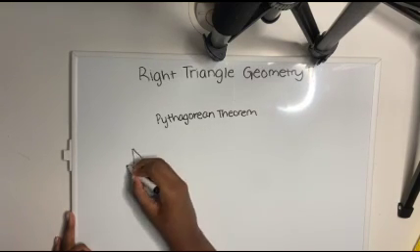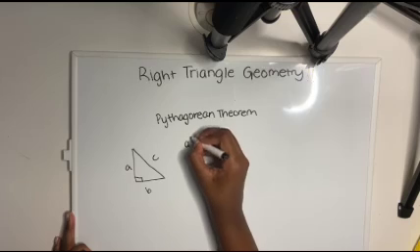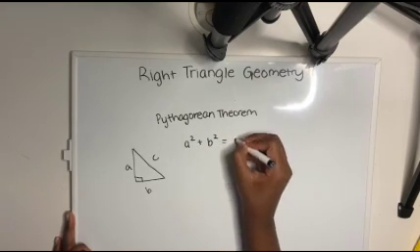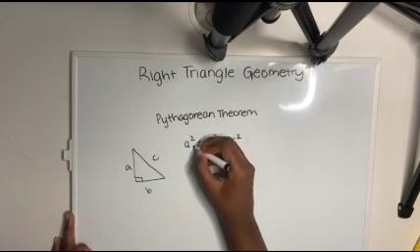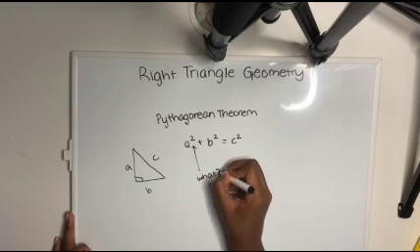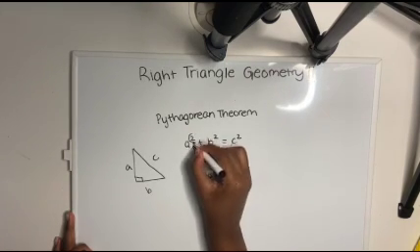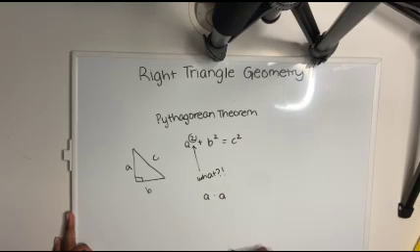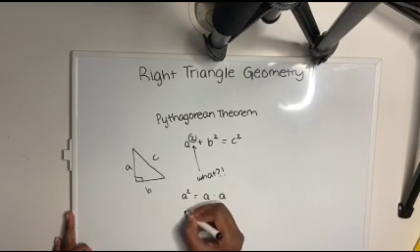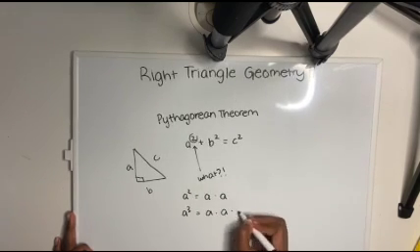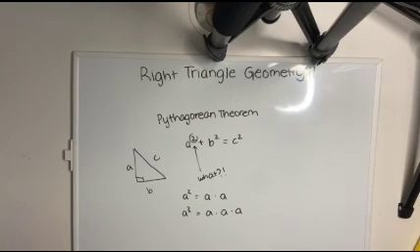So in a right triangle with sides A, B, and C, the theorem is that a squared plus b squared is equal to c squared. So what does squared mean? This is exponents, and exponents simply mean multiplying a number by itself. The number that's in the top right shows how many times you should multiply it by itself.